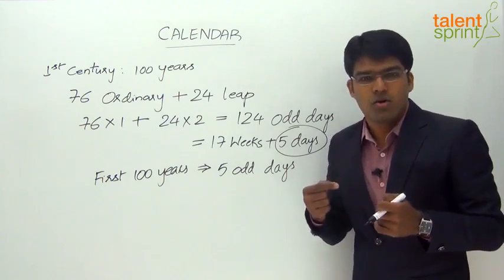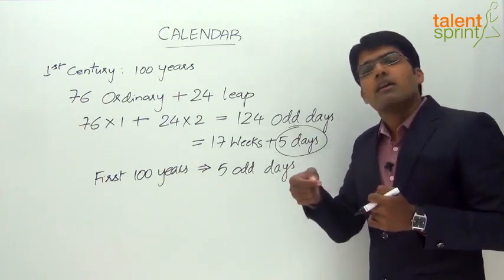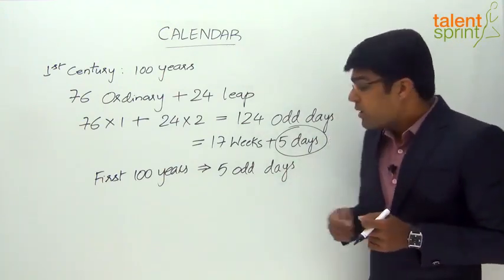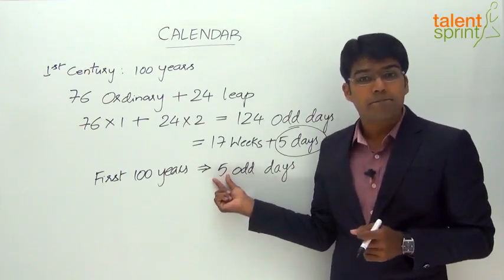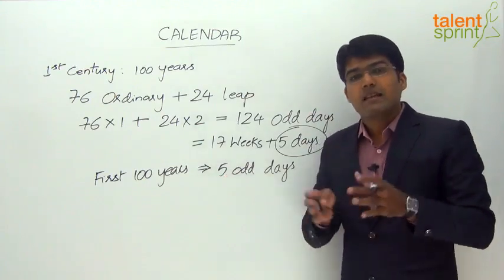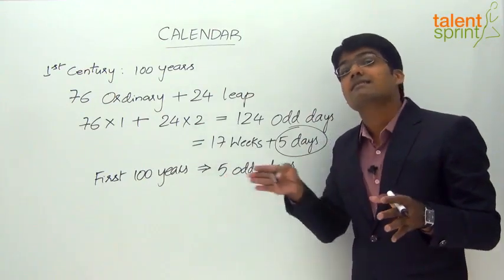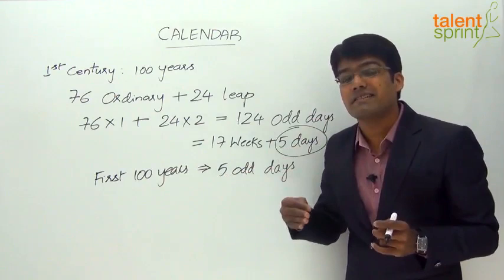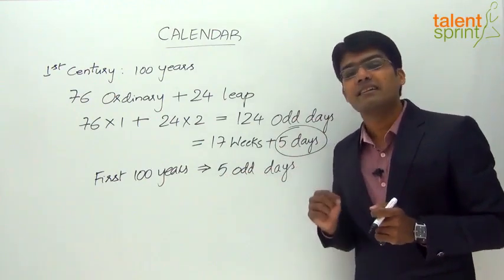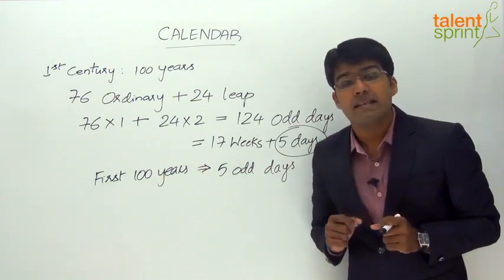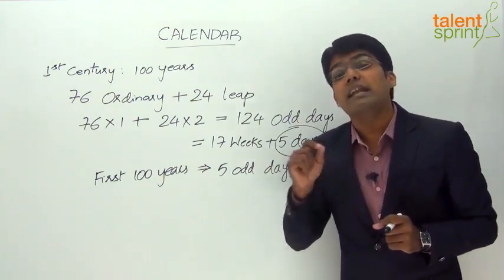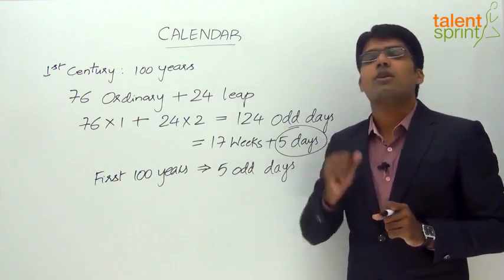Sunday is 0 odd days, Monday is 1 odd day, Tuesday 2 odd days, and so on. Now since we have got 5 odd days and we know that 5 represents a Friday, we can say that in this period of 100 years, the last day, that is 31st December of the 100th year, was a Friday. So this is how calculating the number of odd days will help us in finding out the day of the week for the last day of the given period.